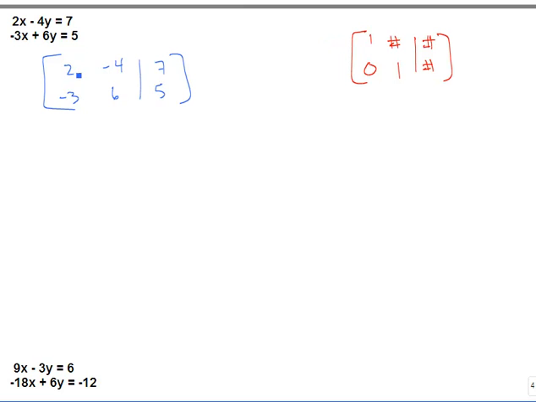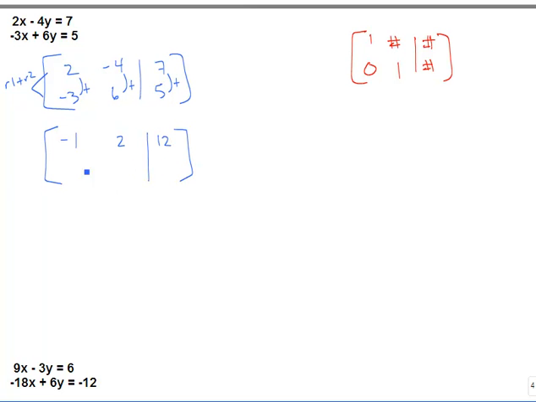Any way that you can get either a 1 or a -1 out of the two numbers you initially have, that's a good place to start. So what I'm going to do here is just take row 1 plus row 2. Remember, there's always more than one way to do this, so the way that I'm showing you isn't necessarily the only way or even the fastest way. If I add row 1 and row 2, 2 plus a -3 is -1. -4 plus 6 is 2, and 7 plus 5 is 12.